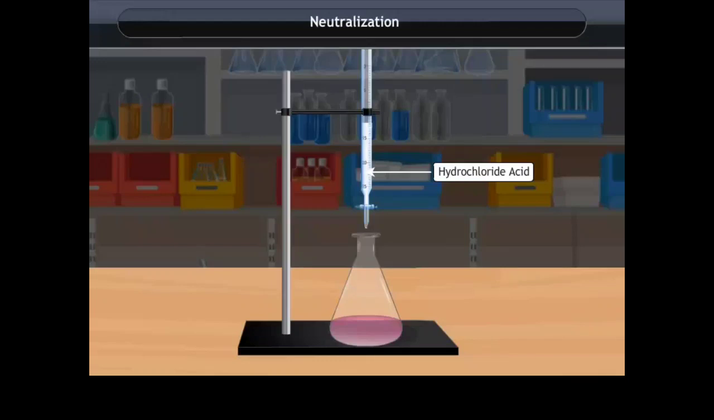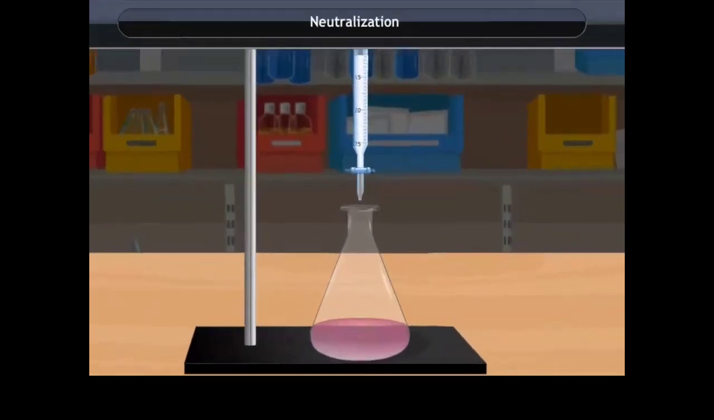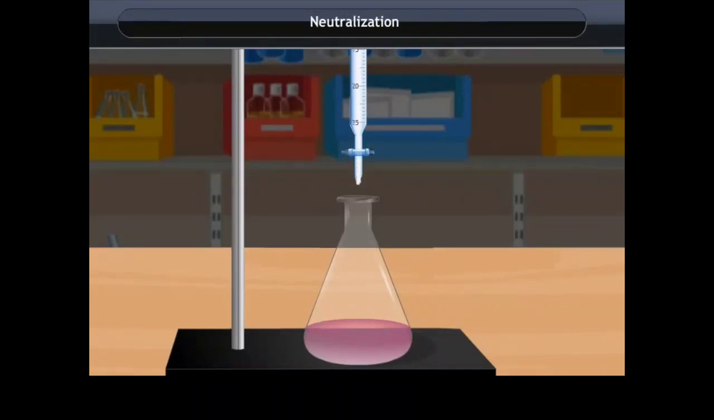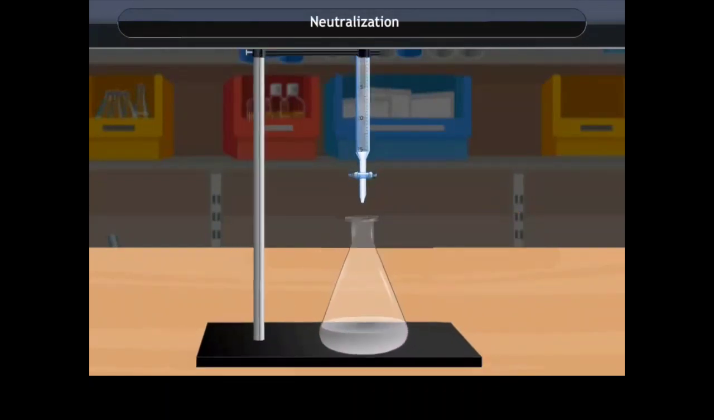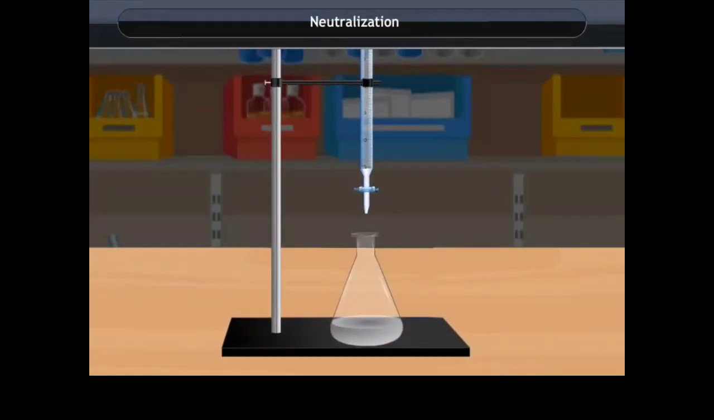Now take dilute hydrochloric acid in a burette. Add acid drop by drop into the conical flask with constant shaking. Stop adding hydrochloric acid when the pink color of the solution completely disappears. We conclude that when the solution turns colorless, sodium hydroxide is completely neutralized by hydrochloric acid.